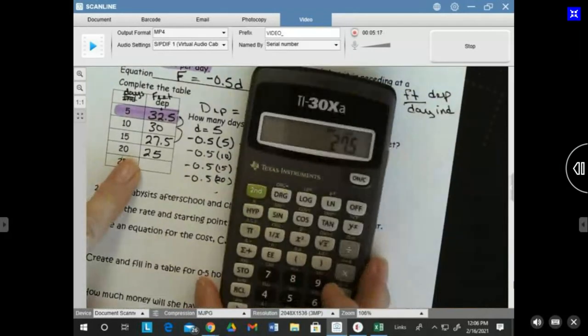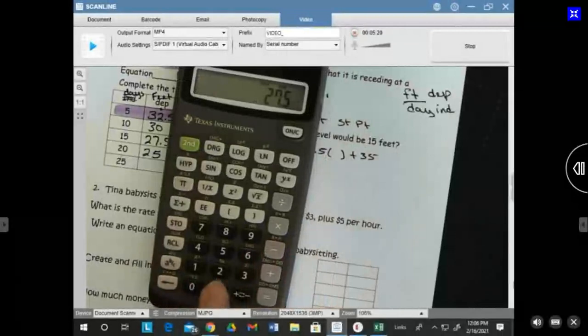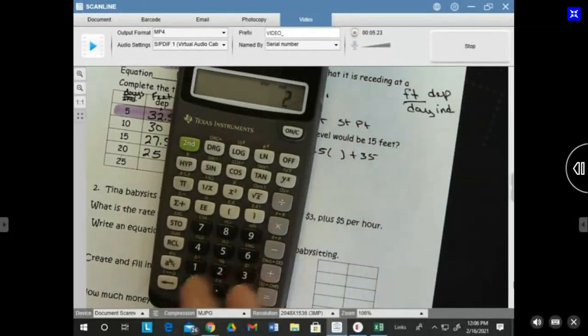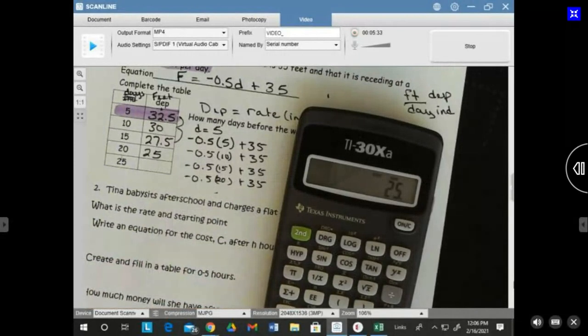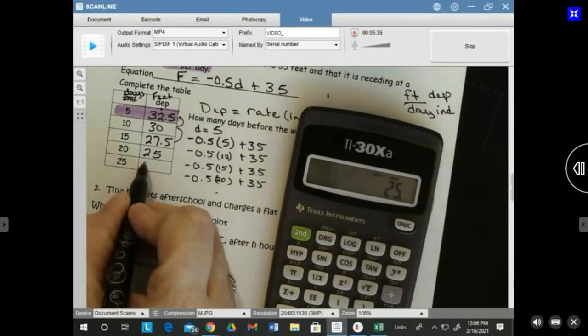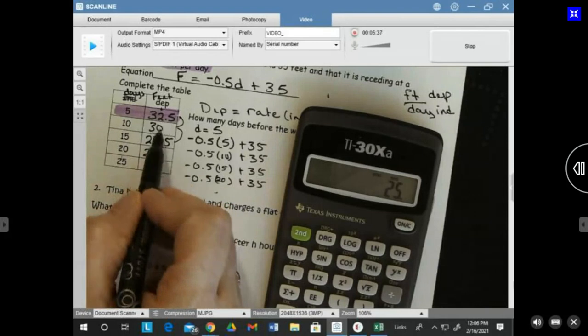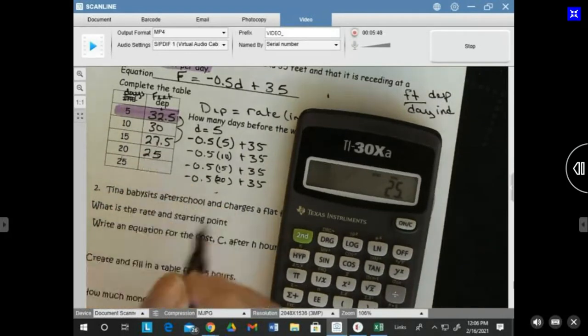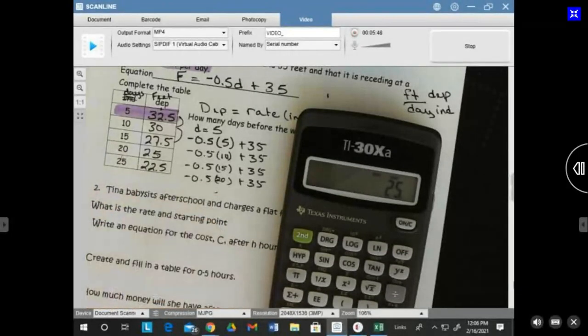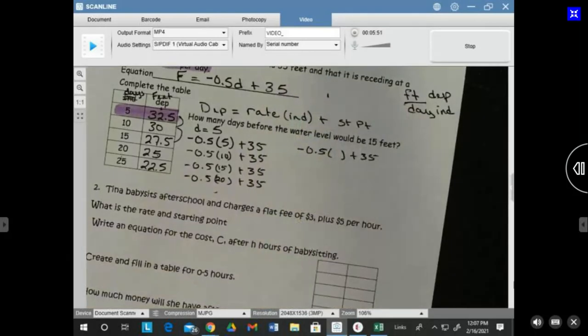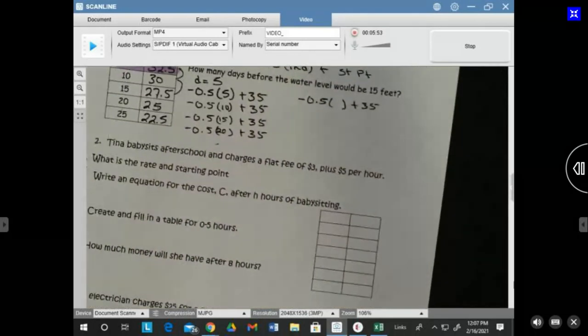I'm going to punch into my calculator. 0.5 negative times 20 plus 35. And I got 25. So that works for me. So what should my last one be? Minus 2.5, minus 2.5, minus 2.5, 25. Good. 22.5. Okay. One more of these with the table with you.